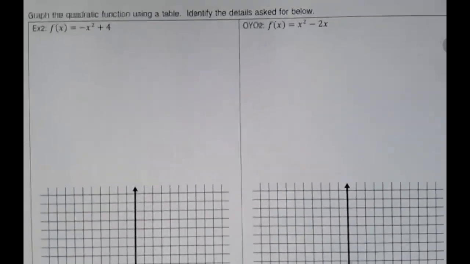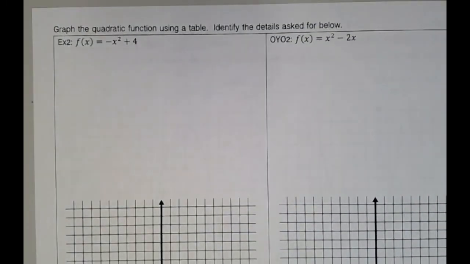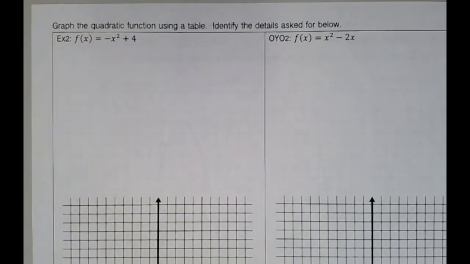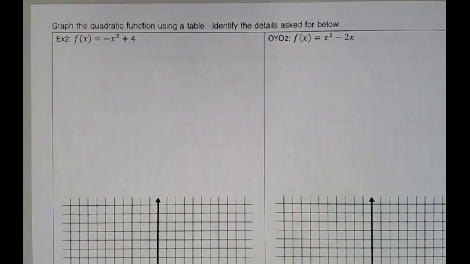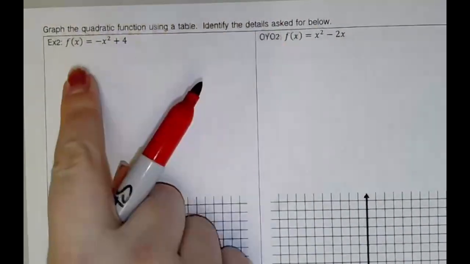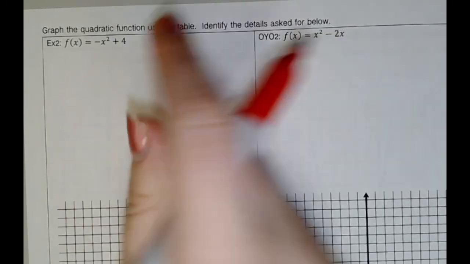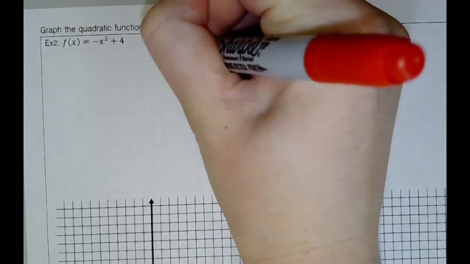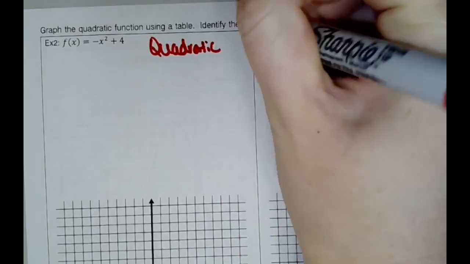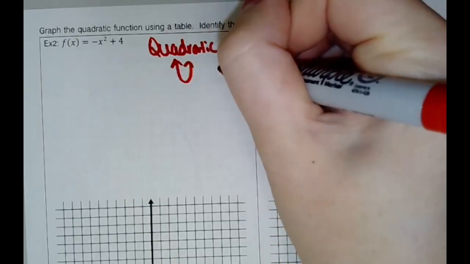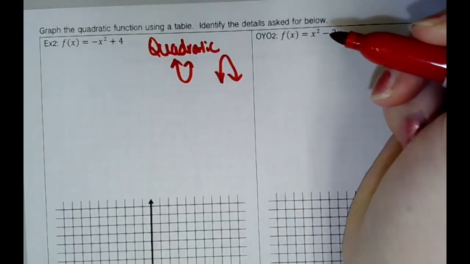Okay, next we are actually going to graph a quadratic function. You can use a table to help you if you like. We're also going to be identifying key details. So when I take a look at this, it is a quadratic equation. I can tell because it's a power of 2, so it's quadratic, which means it's going to have that U-shaped curve. Now your parabola can open up, your parabola can also open down.